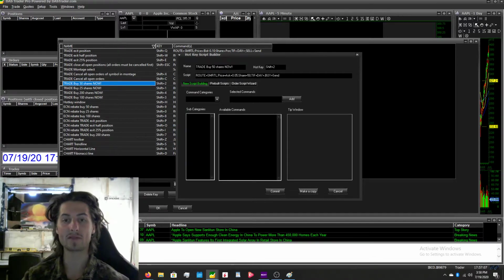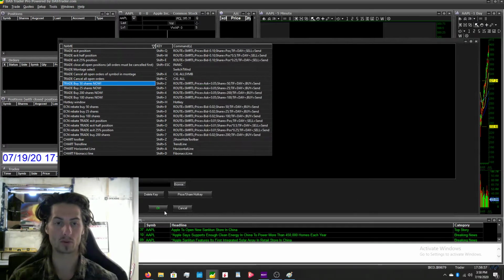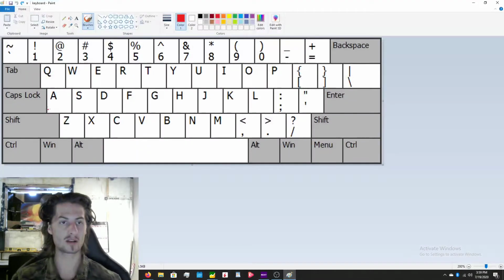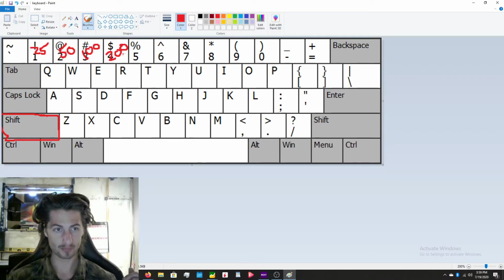My shares are 50, time in force day, buy equals send. So this goes directly into my open orders. There's 4 of them here. What they are is I have to hold shift. Shift 1 is to buy 25 shares above the ask, so that's an instant fill. Shift 2 is to buy 50 shares above the ask, instant fill. Shift 3 is 100 shares above the ask, instant fill. And shift 4 is 200 shares 5 cents above the ask with an instant fill.